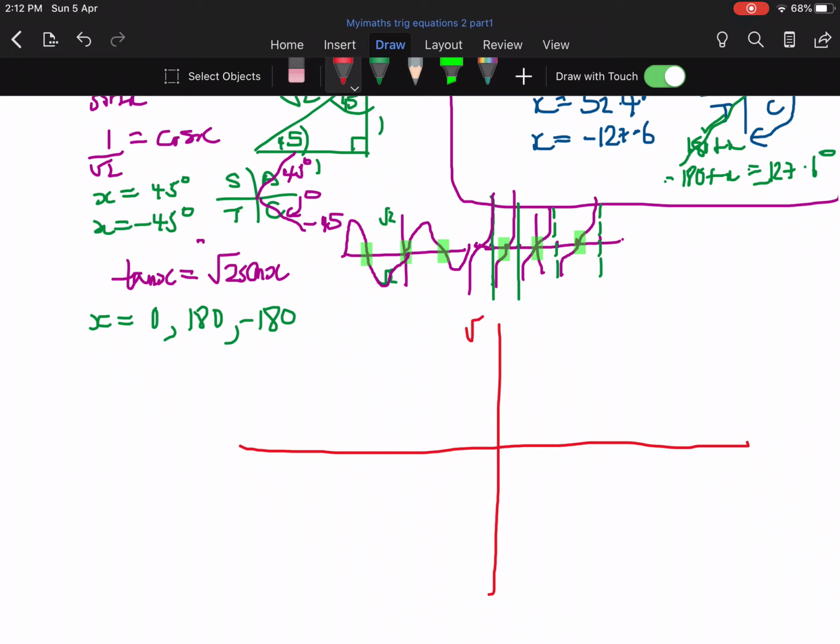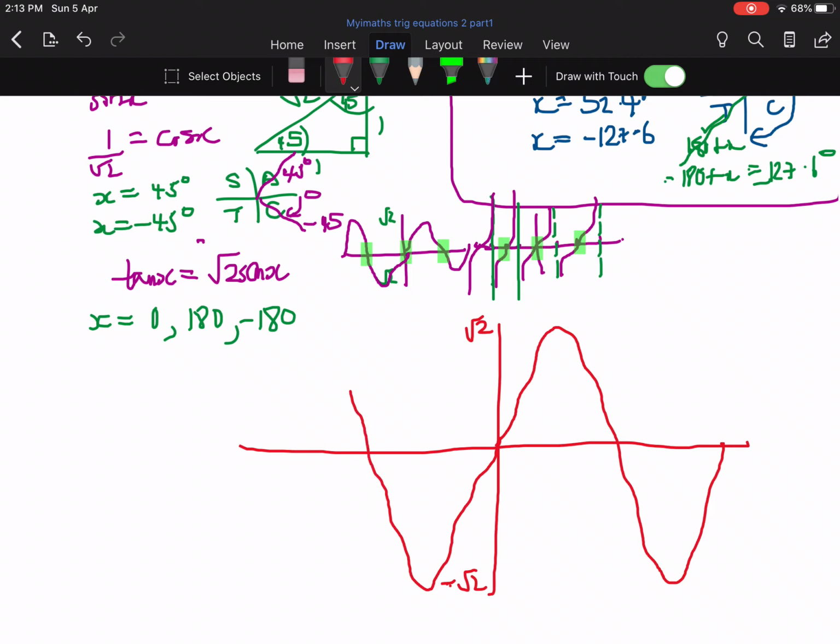I would put in my root 2 to negative root 2, and then I would go up, down, and back up, and I'd go down, up, and back down. So you can obviously see that that's negative 180, 180, 0. So that's the 3 points that I'm talking about.